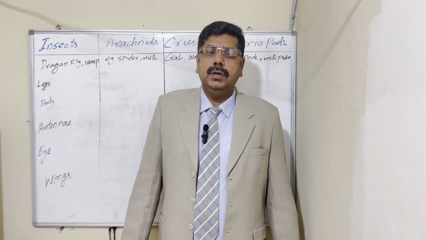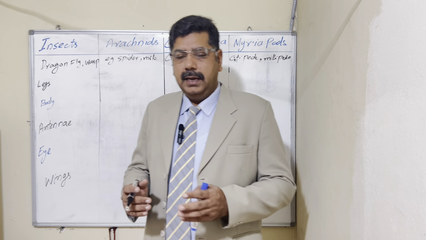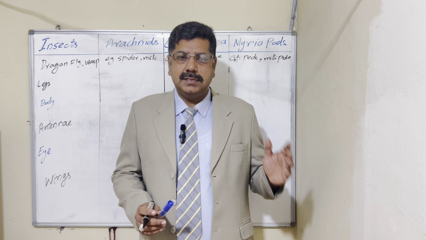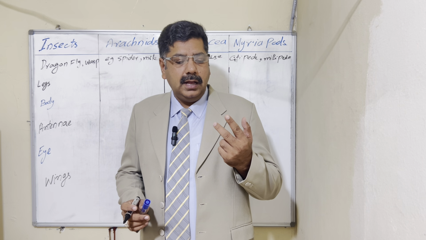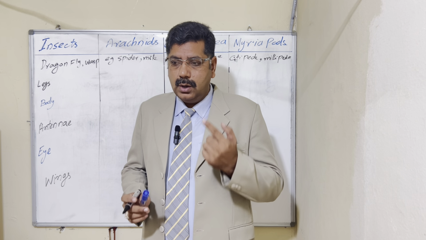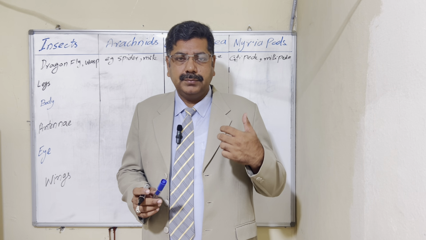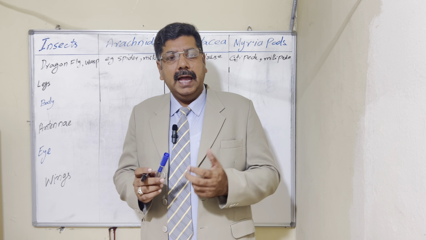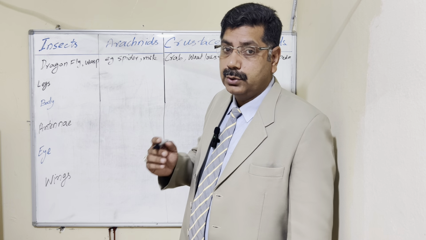Hello. Today we are going to discuss the animal kingdom. As we discussed earlier, there were two groups: invertebrates and vertebrates. Invertebrates are animals without a backbone, and vertebrates are animals with a backbone. One example of invertebrates is arthropods.